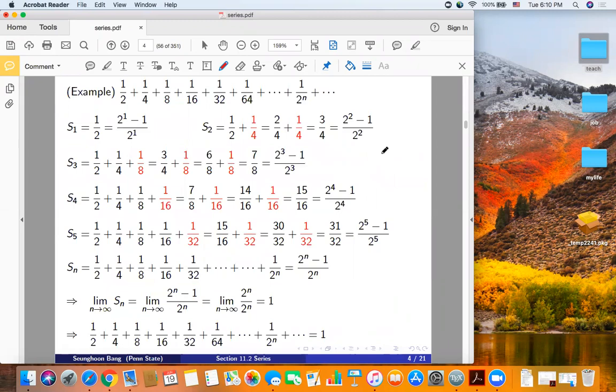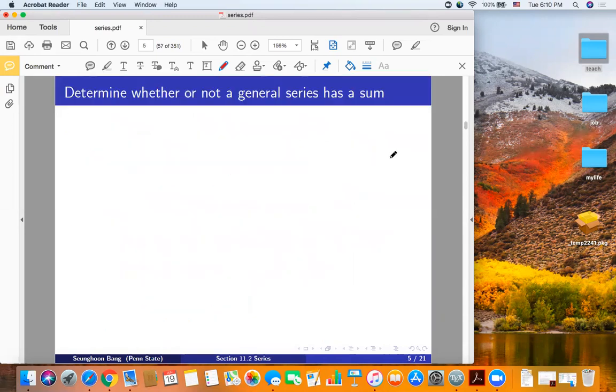What's the main idea? Just to use the partial sum and the limit. This is the whole idea. I'm going to summarize this kind of thing and generalize it. Here, we only use partial sums and the concept of limit. This is the whole idea.